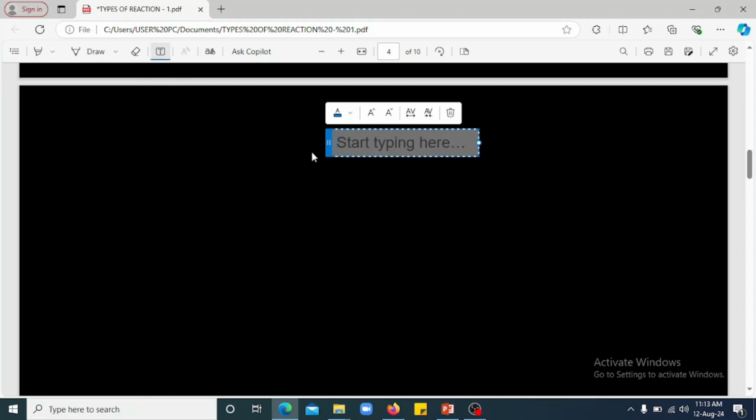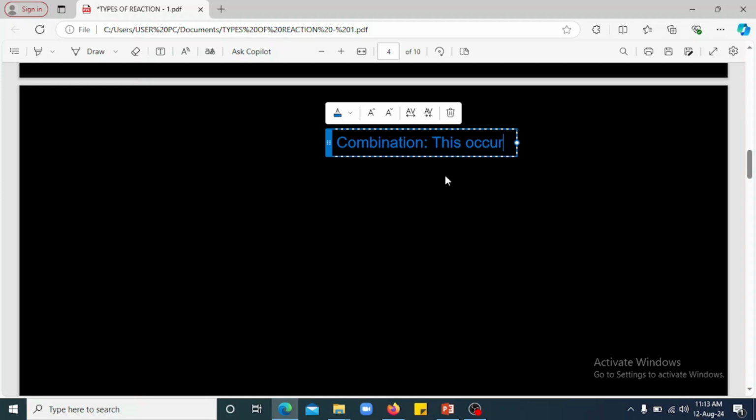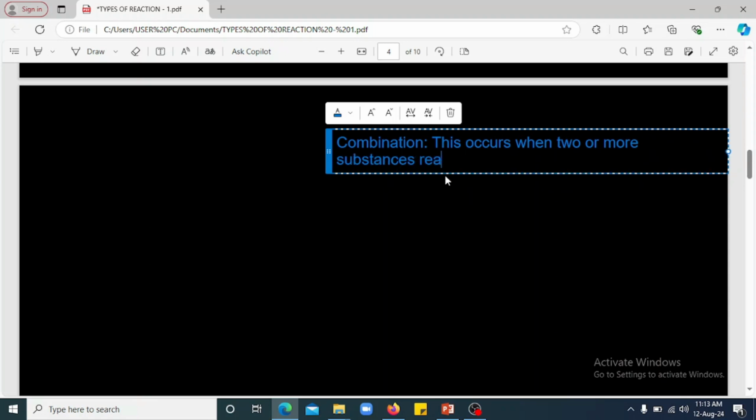Now let's look at combination reaction. From the word combination, it means two things come together. It means two things are coming together. So let me just give you the definition. This occurs when two or more substances react to form one compound.